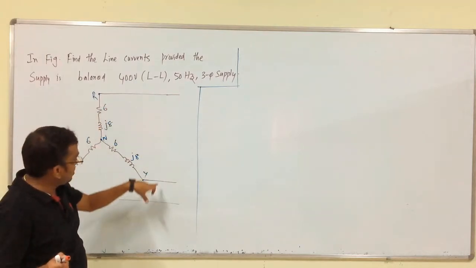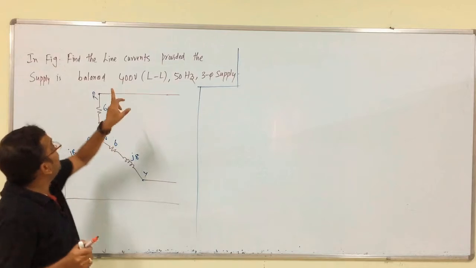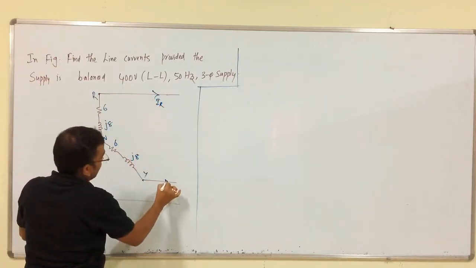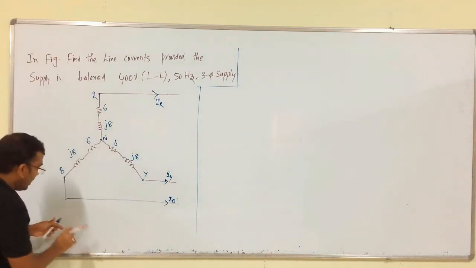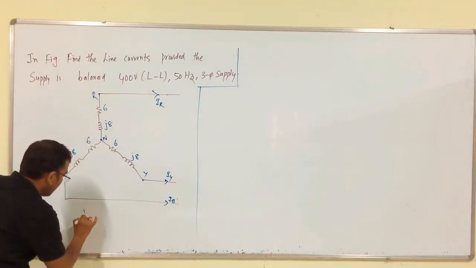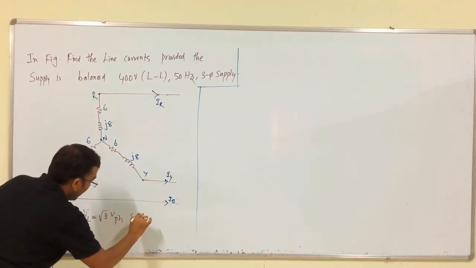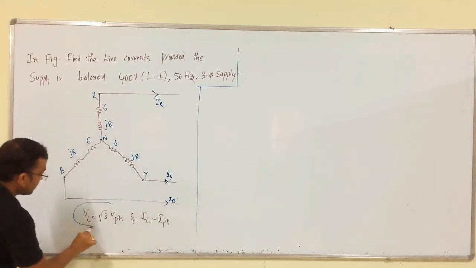See, the lines are coming out from this system, and we have to calculate the line currents IR, IY, IB. We all know that in a star connected supply system, the line voltage equals root 3 V phase and the line current equals I phase, right.